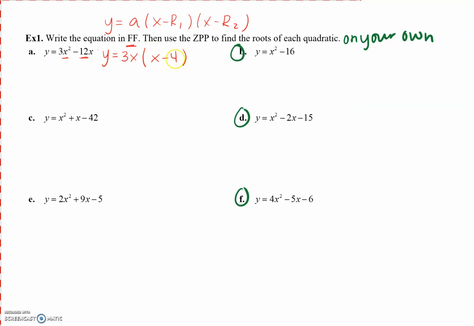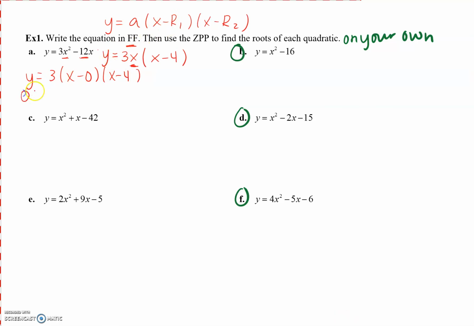Now, technically, this is factored form, but if it doesn't quite look right to you, you can always rewrite this x like x minus 0, because x and x minus 0 are the same. That might help you really start to recognize what the roots are.